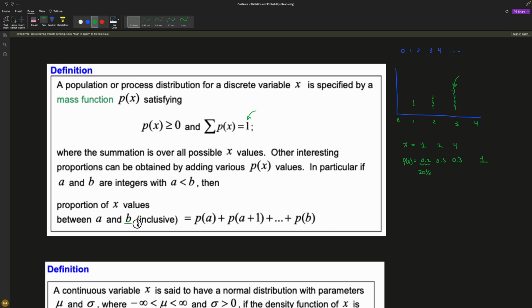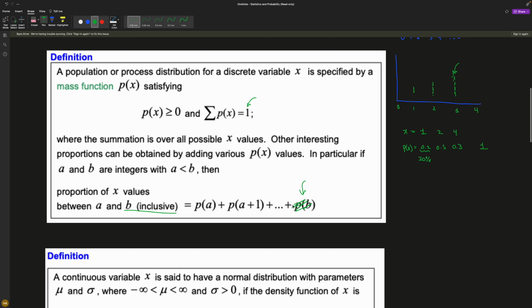Because you see, here it says b inclusive, therefore they added b. But if b wasn't inclusive, you wouldn't add it. You would go all the way up to b, but not include b. Okay? So that's really it for discrete. For discrete variables, you just sum them up.